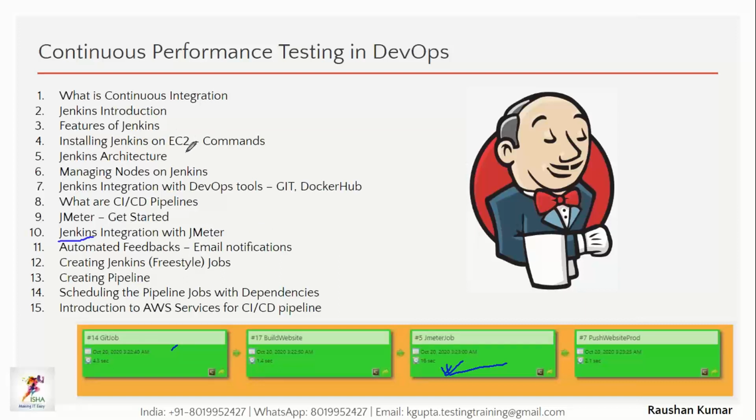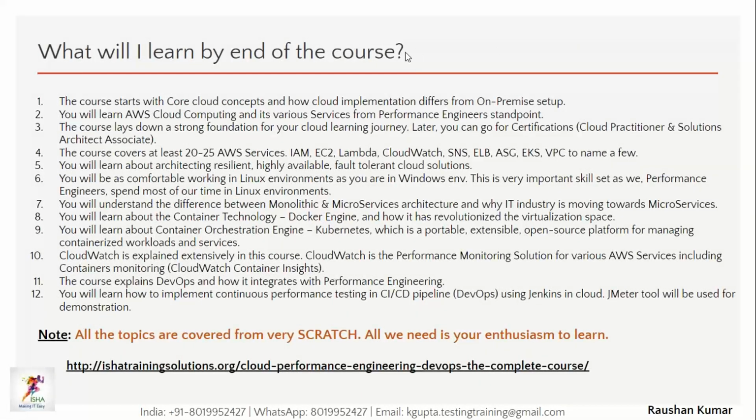We'll create an EC2 instance. We'll install Java. We'll install Jenkins. We'll talk about different DevOps tools. We'll create a CI/CD pipeline. So that's how this course is planned. So yeah, this is what you will learn by the end of this course. Right. The main point, everything is from scratch. That's the main point, right? And yeah, you'll be learning a lot of things here.